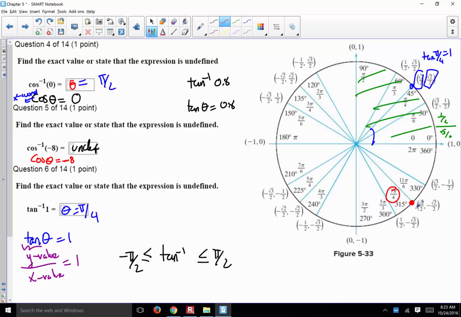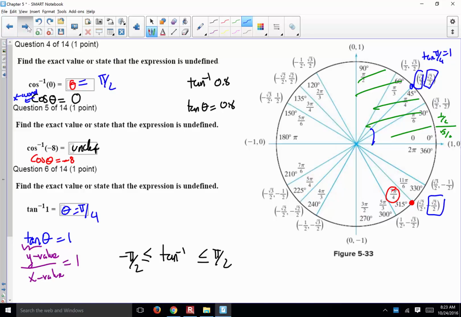It's 315 degrees, and its sine value is minus root 2 over 2. But again, if you want, you subtract 2 pi from it, and it's equal to negative pi over 4. And sine negative pi over 4 is the same as minus sine pi over 4. Sine pi over 4 is root 2 over 2. It's minus root 2 over 2.